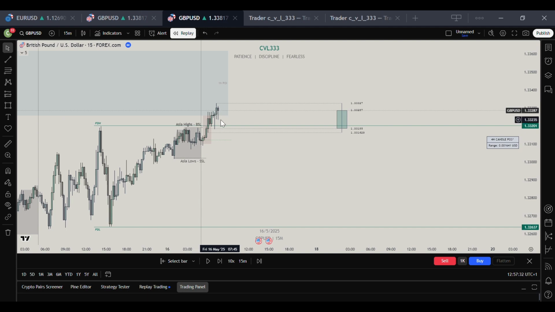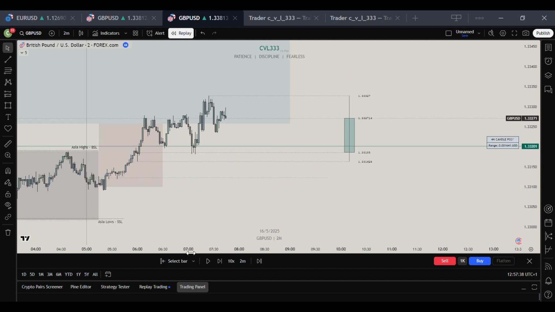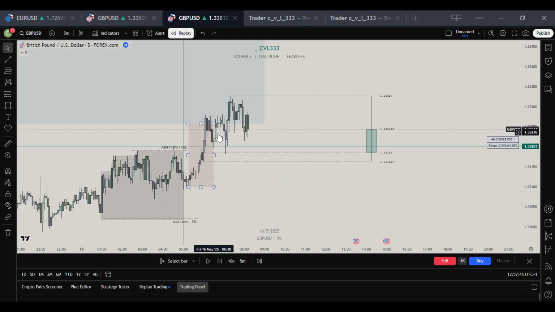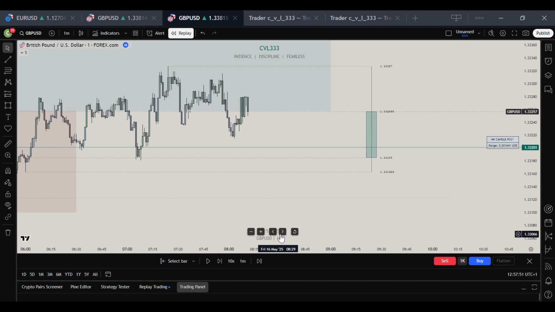We're now going to look for a lower time frame order flow shift. My usual entry time frame is the 2 minute, and then sometimes the 5 minute. But on this specific day, it was quite a choppy 2 minute time frame, and the 5 minute wasn't displaying too much either, so it was also choppy. So I had to go to the 1 minute.